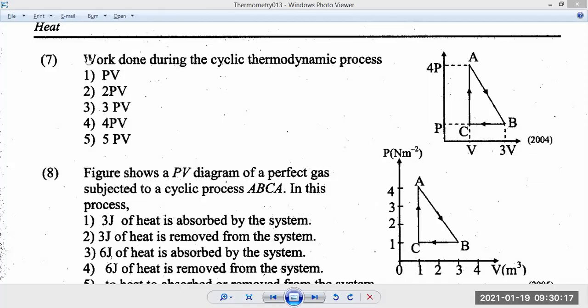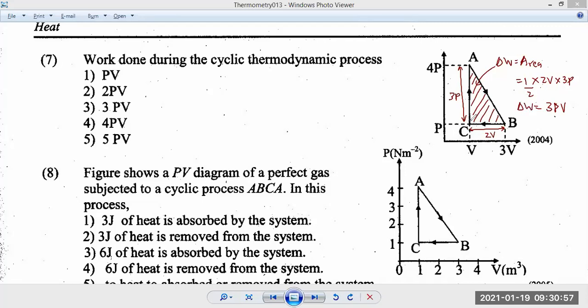The seventh question is from 2004, and they're asking for the work done during the thermodynamic cyclic process. Right, fine. So how do you find the work done whenever they have given you a cyclic process? You find the work done by finding the area of the enclosed polygon. Here, the polygon we're getting is a triangle. So work done, delta W, will be equal to the area. Half into base into height. Now you have to be a little careful. Base is this length, that is 2V, and height is this length, that is 3P. Therefore, the answer is going to be 3PV. That is the value of delta W.